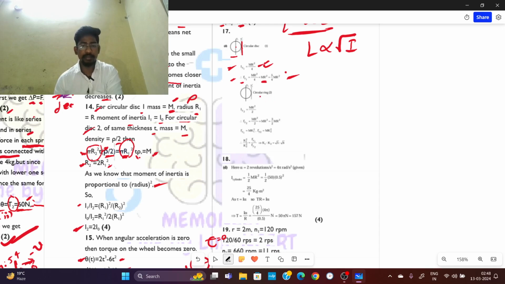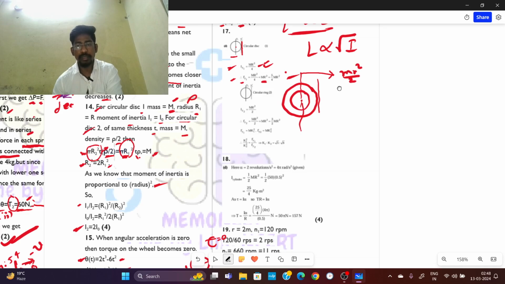Another circular ring of the same radius is given. Now this one is a ring. We know this one is mr square by 2 about the center. We have to calculate the moment of inertia about the tangent, so we just add mr square to it. So we will get 3 by 2 mr square. Now if we take the ratio of these two, it will come to 5 by 4 is to 3 by 2.